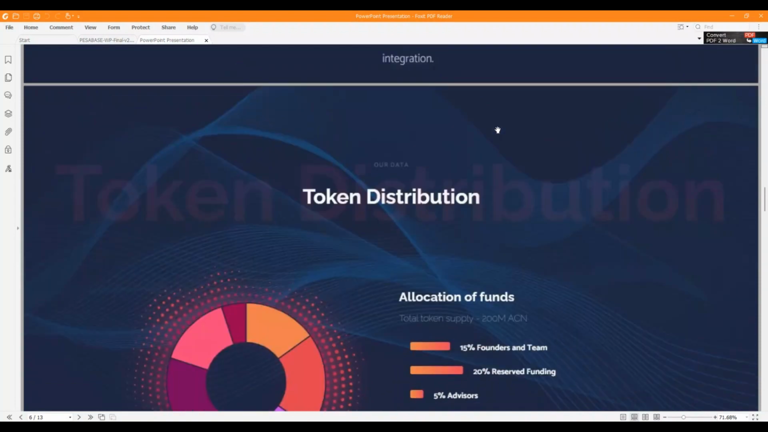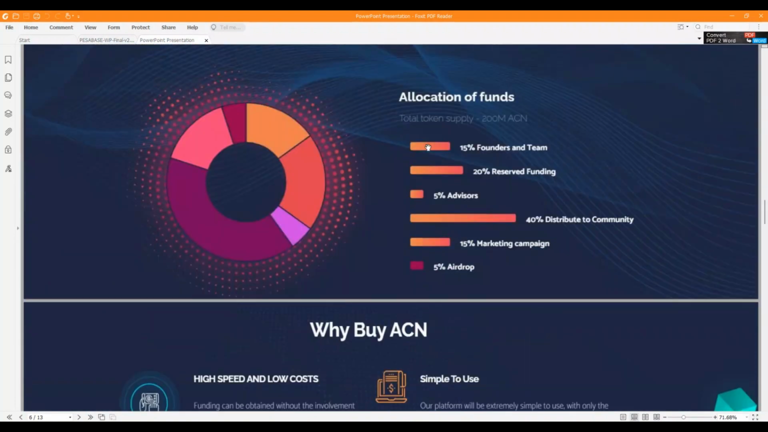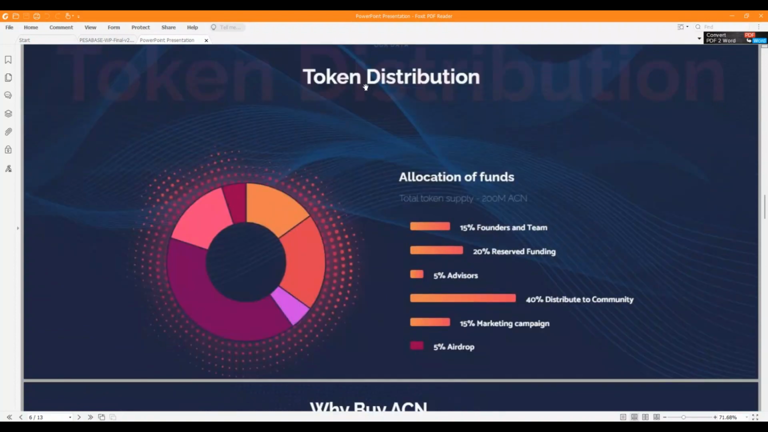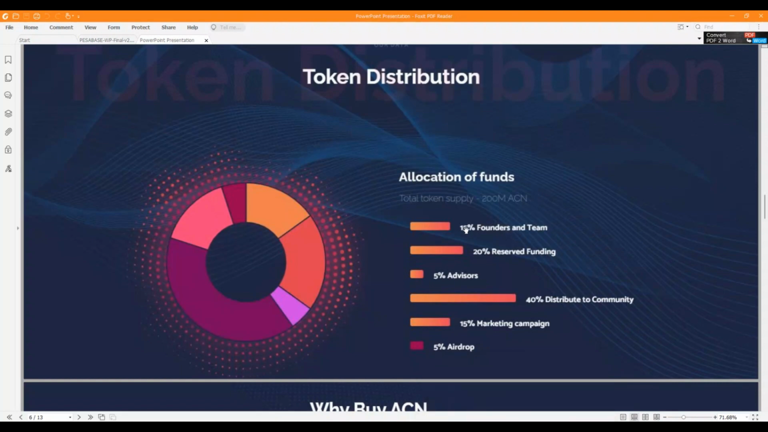Now, let's forget about that and come here under the token distribution. This is what we call the token economics. Now, allocation of funds. The total token supply is 200 million ACN coins. So they've given 15% to the founders and the team. Okay? Are you guys following? Yes, we are. Okay, good. So they've given 15% to the founders and the team, okay?